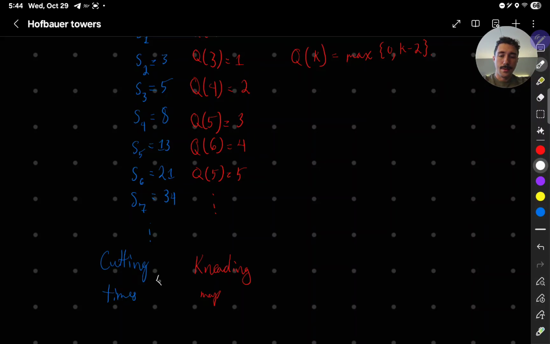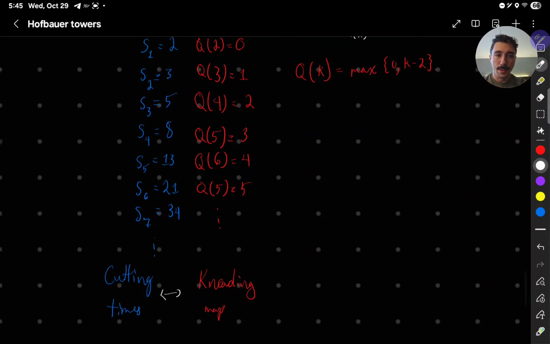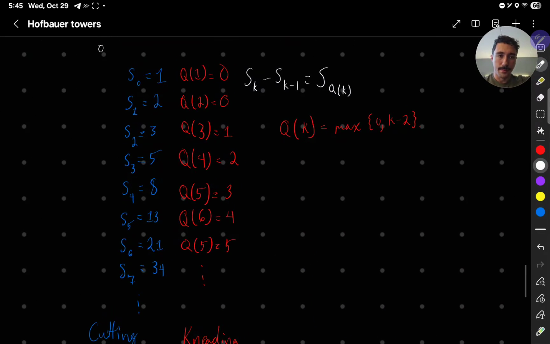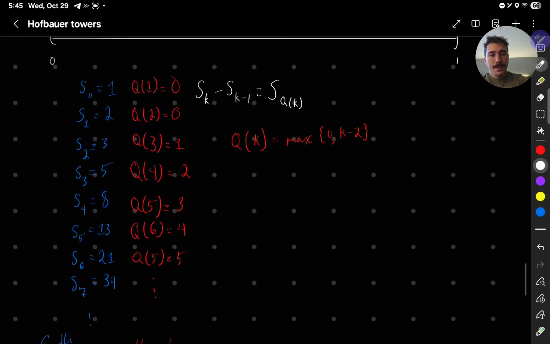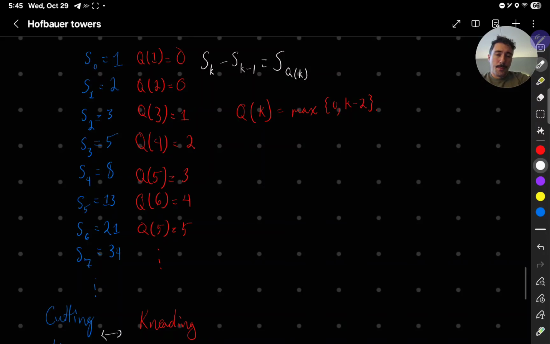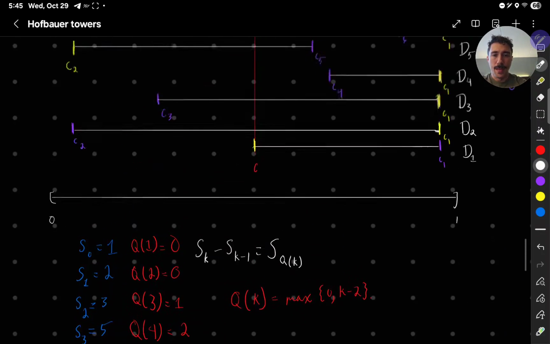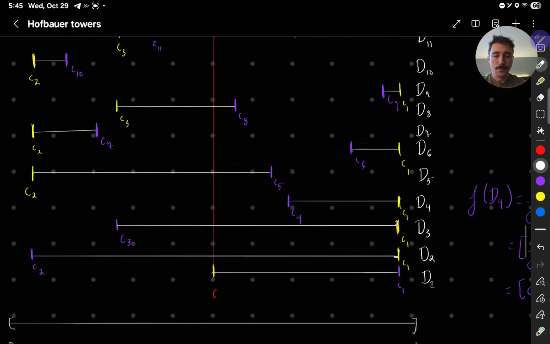And I'll claim that the opposite is true. I can give you a kneading map and you automatically know what the cutting times are, because we know always that S0 is 1 and S1 is 2. So then the differences can be determined by the kneading map. And then you can just iteratively construct what all the cutting times are. But that's not interesting in its own right. So the kneading map is like this nice thing that gives us the cutting times. But then how does this relate to the map itself? What does it tell you about it?